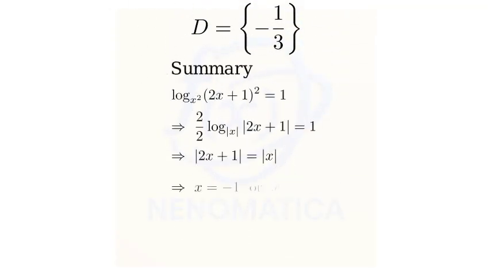Summary. We stated the base restrictions, used the power rule to obtain 2 over 2 times the log base absolute x, turned the equation into absolute 2x plus 1 equals absolute x, solved by cases, and kept only the value that satisfies the domain. Final answer x equals -1/3.